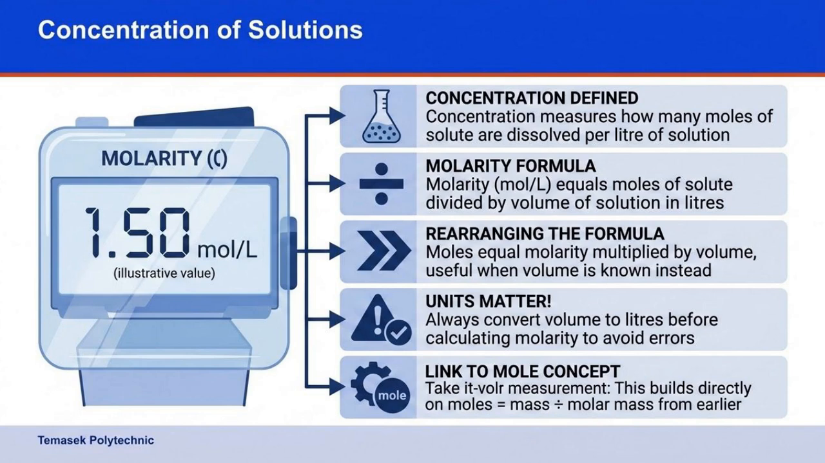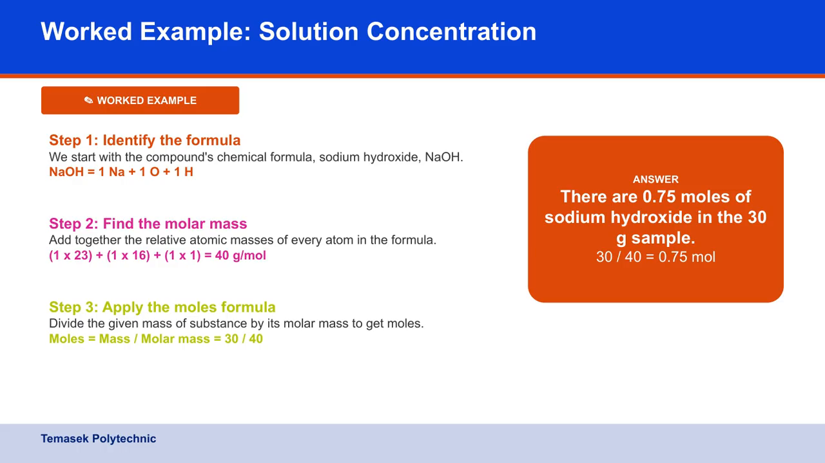Take a moment to carefully study this diagram and note the key relationships and values shown. We are working with sodium hydroxide, NaOH. Step 1 is identifying every atom in the formula: 1 sodium, 1 oxygen, and 1 hydrogen. Step 2, we add their atomic masses. 23 plus 16 plus 1 gives us a molar mass of 40 grams per mole. Step 3, divide the given mass, 30 grams, by 40. That gives 0.75 moles. A common mistake is forgetting to account for every atom in the formula. Always check each element carefully.